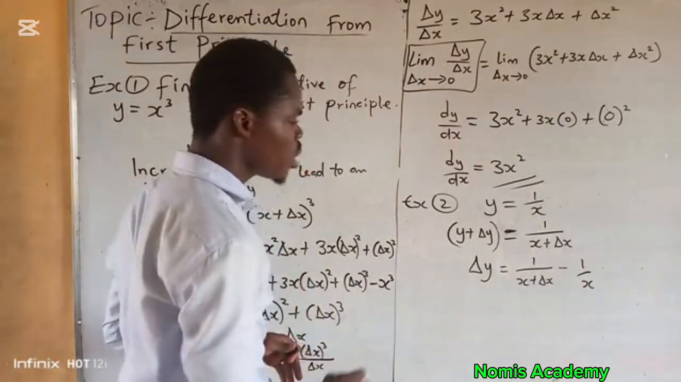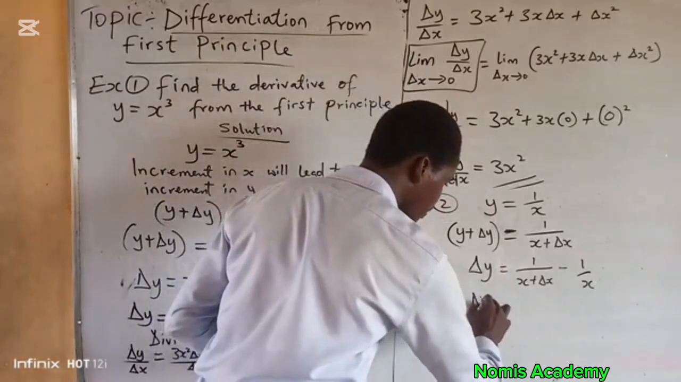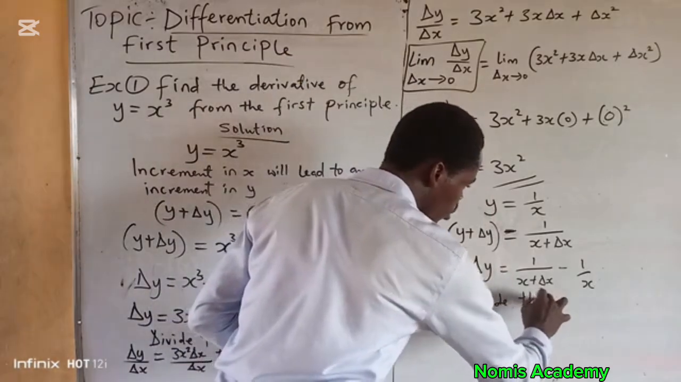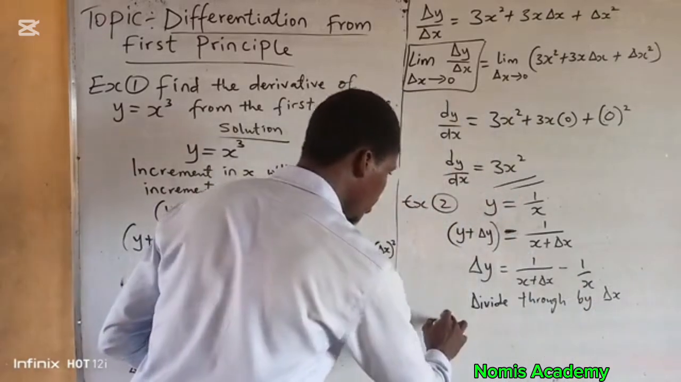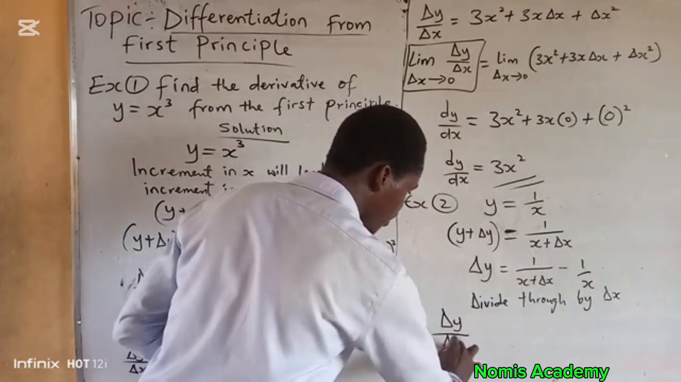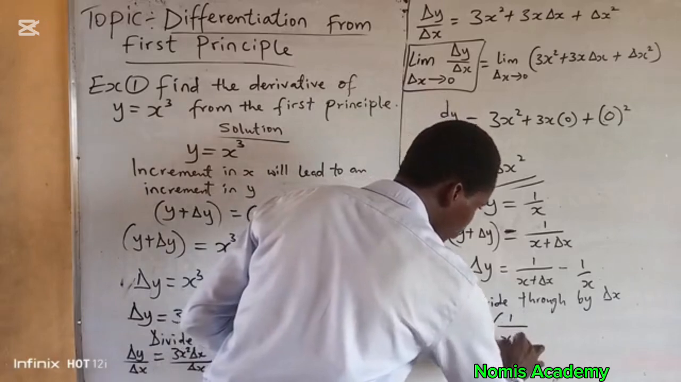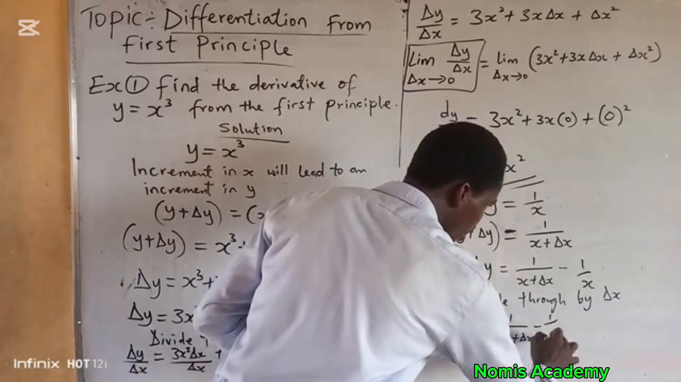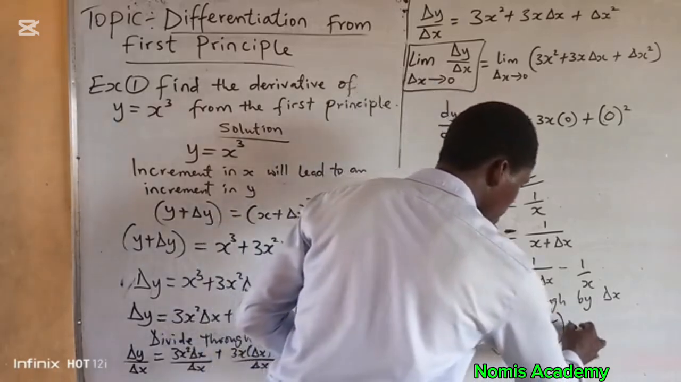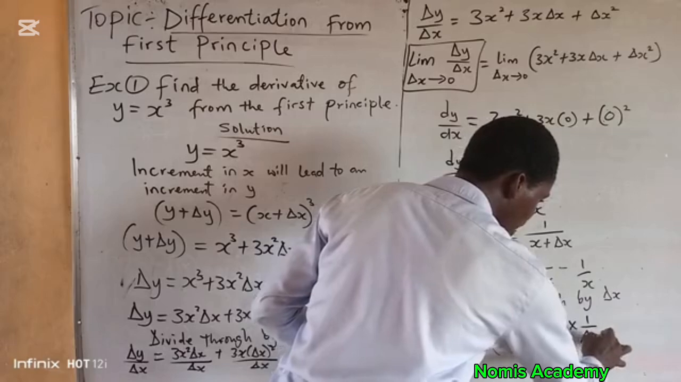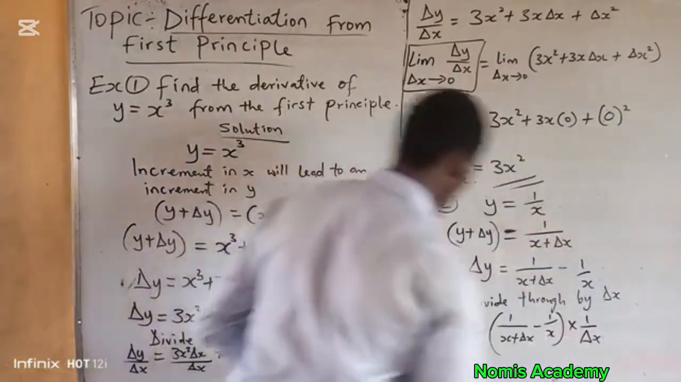So the next thing we do is to divide through by delta x. So that will be delta y over delta x equal to 1 all over x plus delta x minus 1 all over x. Then we are dividing, so we can also write it this way, multiply by 1 all over delta x. We are dividing through by delta x. So let's move to the other side of the board.